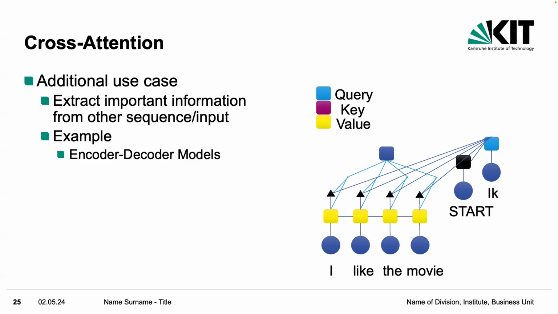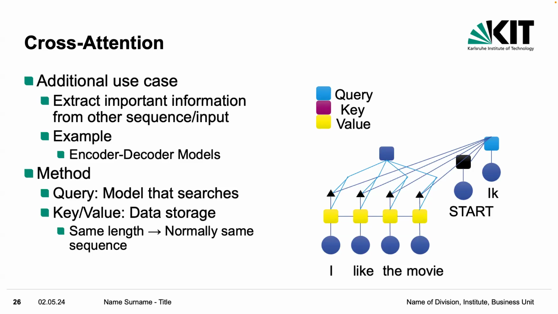All the calculation is the same. The only thing is that the query comes from the model that does the search, and the key and value are the data storage. And of course, the keys and values need to be the same length, because the keys are used to calculate the similarity and then the similarity is used as a weighted sum for the values.